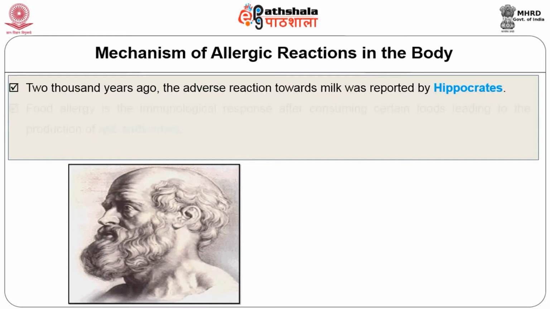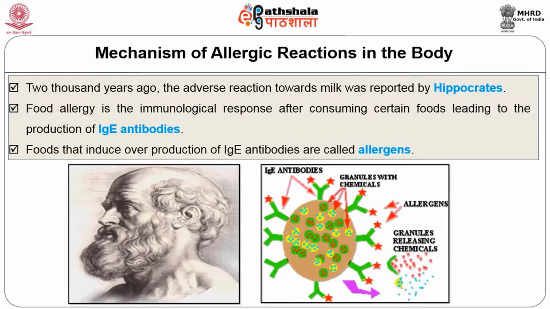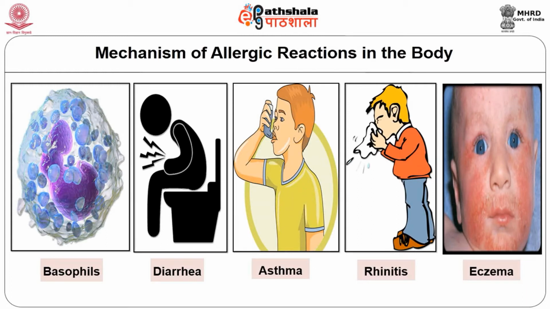2000 years ago, an adverse reaction towards milk was reported by Hippocrates. Food allergy is the immunological response after consuming certain types of food, leading to the production of immunoglobulin E antibodies in our body. The foods that induce overproduction of these immunoglobulin E antibodies are called allergens. This we discussed already. The specific immunoglobulin E antibodies are produced by some atopic individuals against certain allergens in food, which in turn bind with mast cells or basophils.